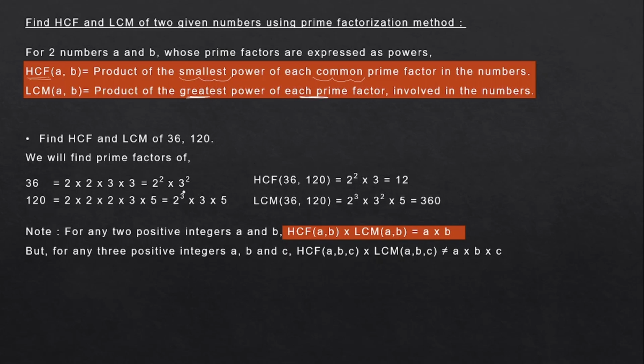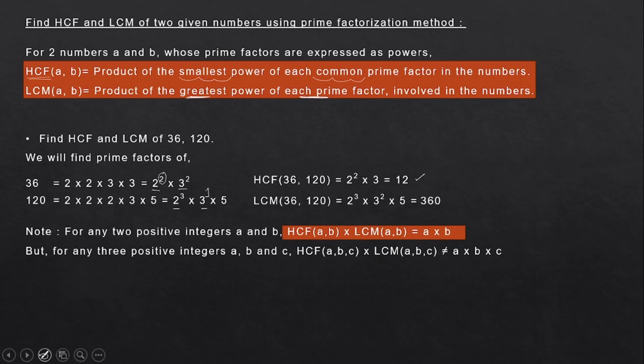120 we write it as 2 power 3 times 3 times 5. To find HCF, we take the common prime factors. So which are the common prime factors here? We have 2, we have 3. We take the common prime factors and then we take the smaller power. So the smaller power here is 2 for the power of 2. For 3, the smaller power is 1. Therefore, the HCF is 2 power 2 times 3, which is 12.